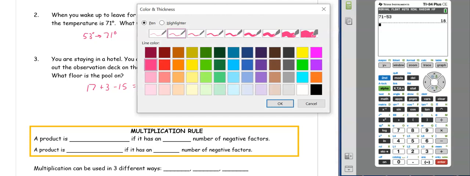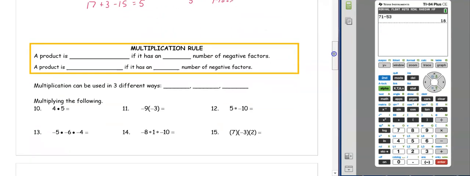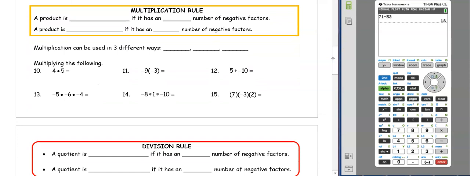Now let's switch and let's look at multiplying and dividing. So multiplication rules. The product is going to be positive if you have an even number of negative factors. So if I have 2 negative numbers, 4 negative numbers, 6 negative numbers, when I multiply them, I'm going to get a positive answer at the end. Our product is going to be negative when we have an odd number of negative numbers. So if I have one negative number, or 3 negative numbers, or 5 negative numbers, I'm going to expect a negative answer at the end.